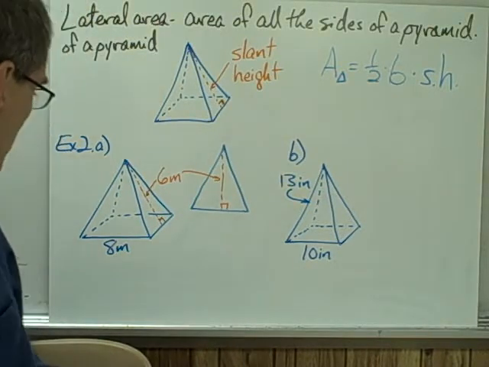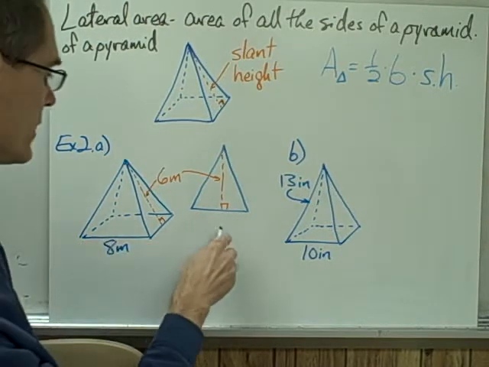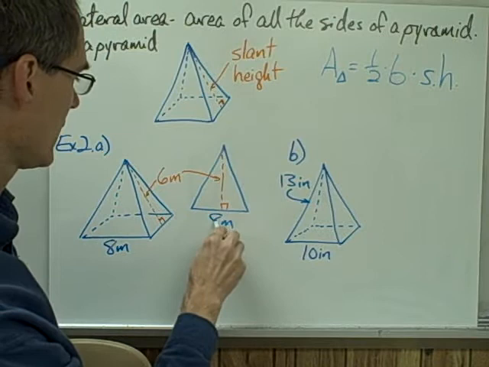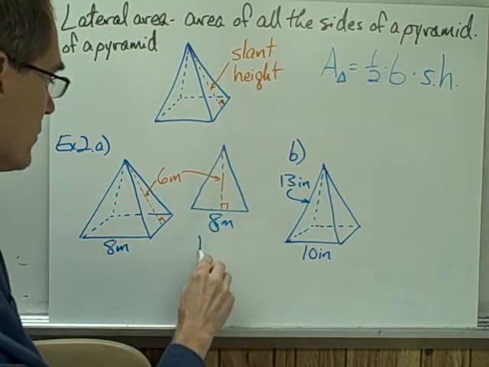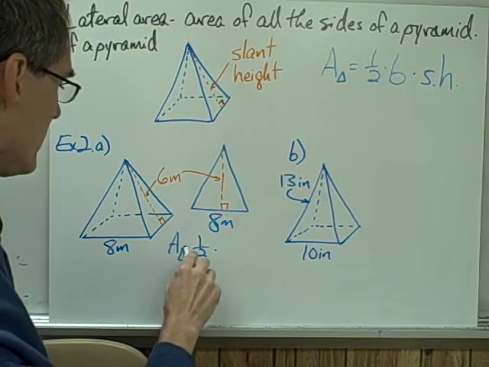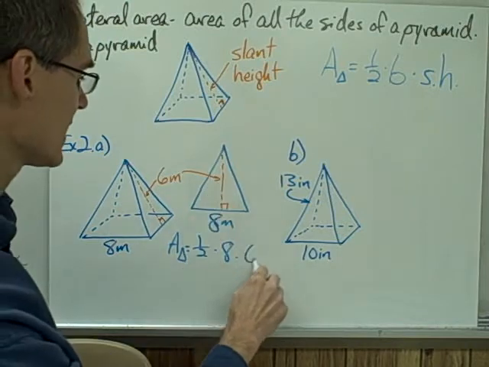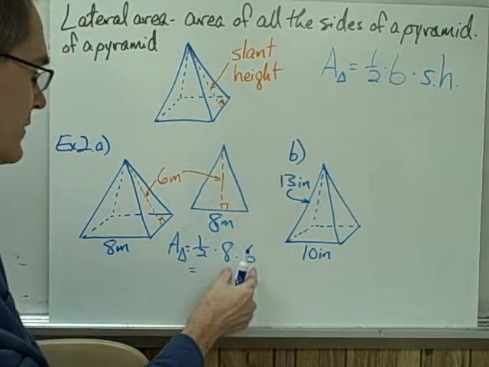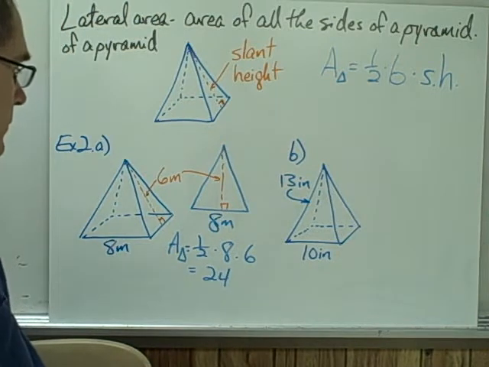And I know what the length of the base of my triangle is because it's given to me right here, so 8 meters. So now I just need to calculate the area of that triangle. Well, that's 1/2 times base times slant height. It's 1/2 times 48, which is 24.